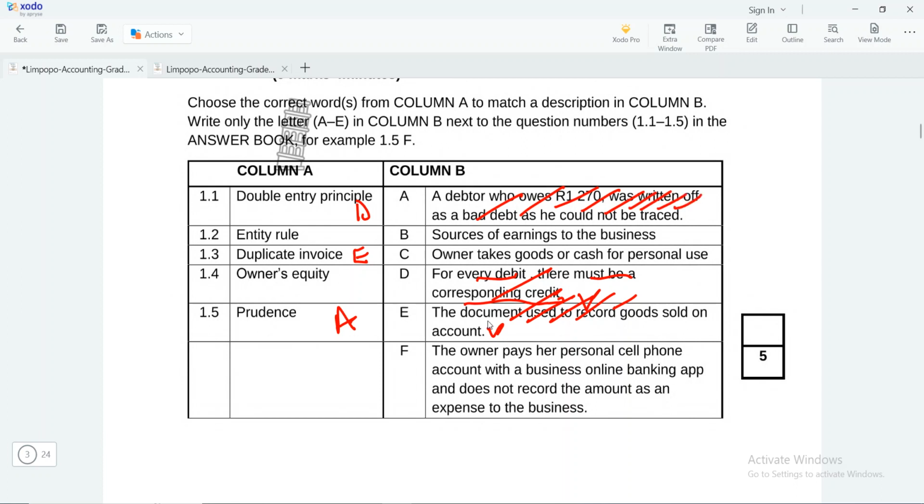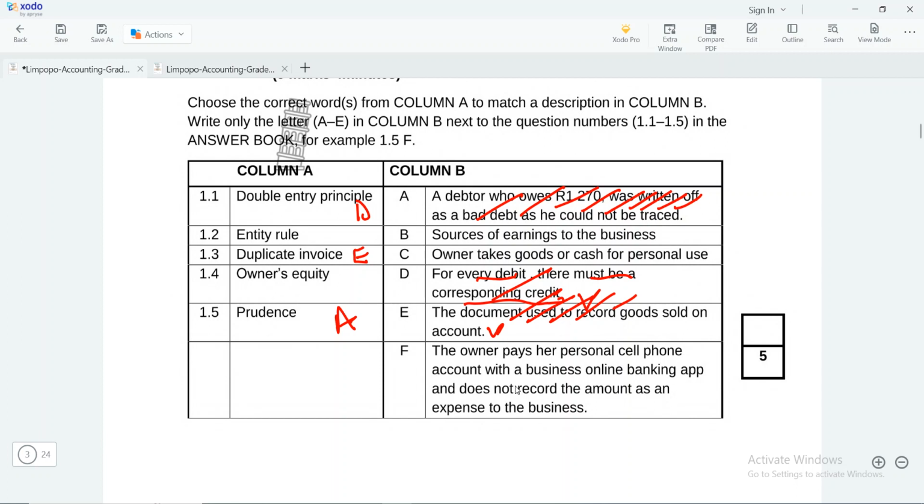Now next we are left with about two concepts, entity and owner's equity. Now we need to ask ourselves which one is talking about the personal affairs of the owner. Remember, entity speaks about the personal affairs of the owner. Here they're saying that the owner pays a personal cell phone account with a business online banking app and does not record the amount as an expense to the business.